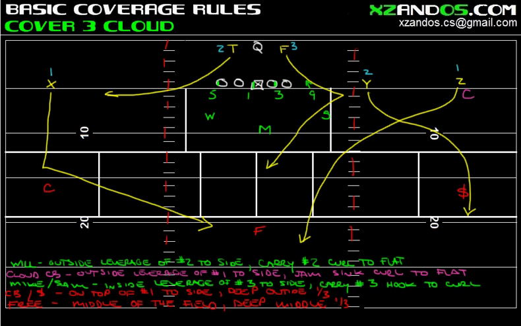All right, let's go to the will linebacker. We said that he's going to be outside leverage number 2, and he's going to carry number 2 curl to flat. I did do a video on underneath zones, so if you haven't watched that, go back and watch that. But the curl, he's going to get his read. He's going to try to stay inside leverage number 2, but get to his curl.